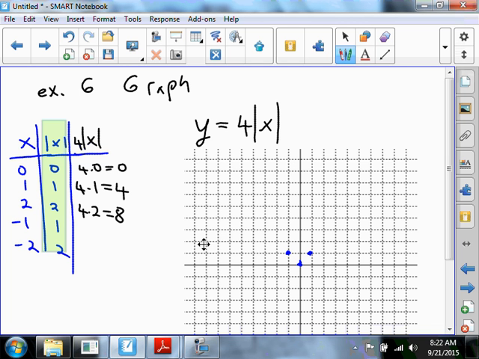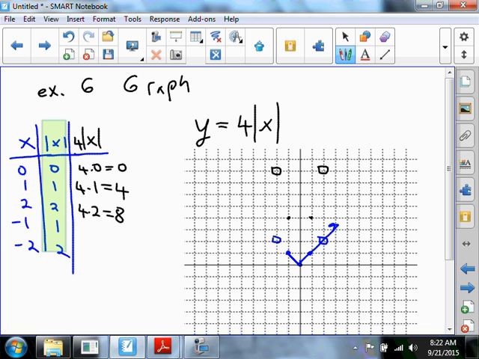This other function is still going to go through 0, 0, but then it's going to go through 1, 4. Make sure I go up high enough. This one goes through 1, 4, okay? And then the parent function went through 2, 2. But this function goes through the point 2, 8. So 2, 8. Okay, so the parent function, from what we saw, kind of looks like this.